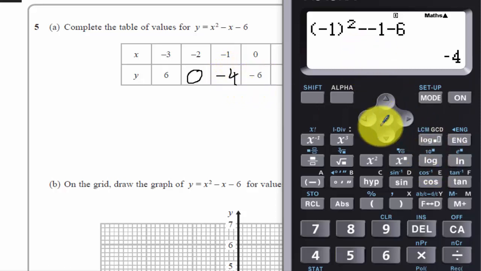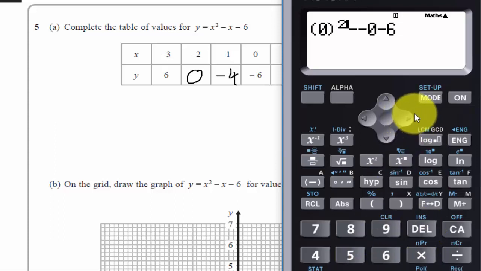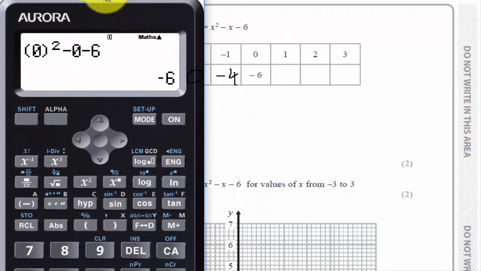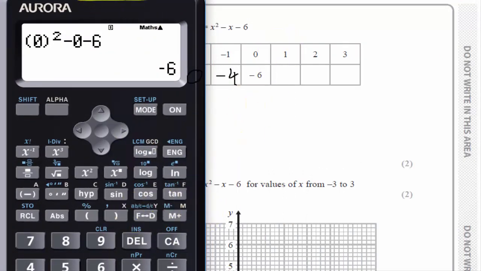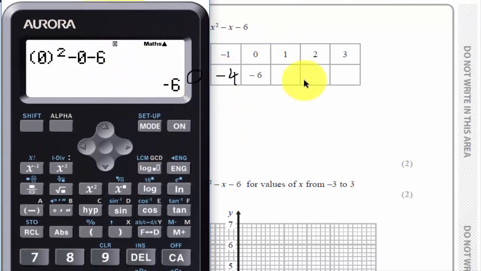I'm just going to check again that 0 gives me minus 6. And in fact, you could probably do this in your head if you think 0 squared minus 0. I don't need that second minus sign now. That's going to be minus 6. So yeah, I still feel like I'm doing it correct. Then x is 1. Oh, and now that I have 2 answers in correctly, I have one of the 2 marks.